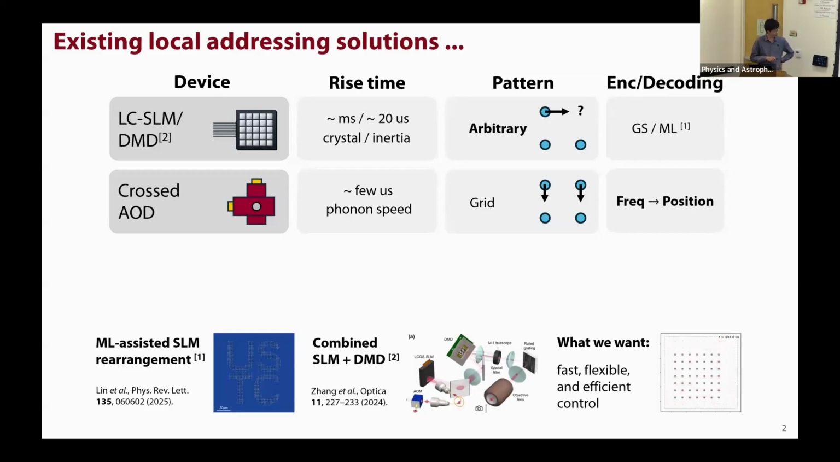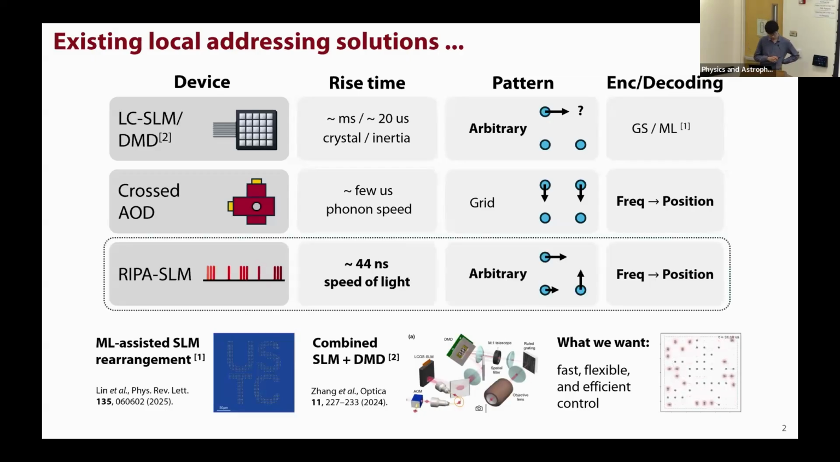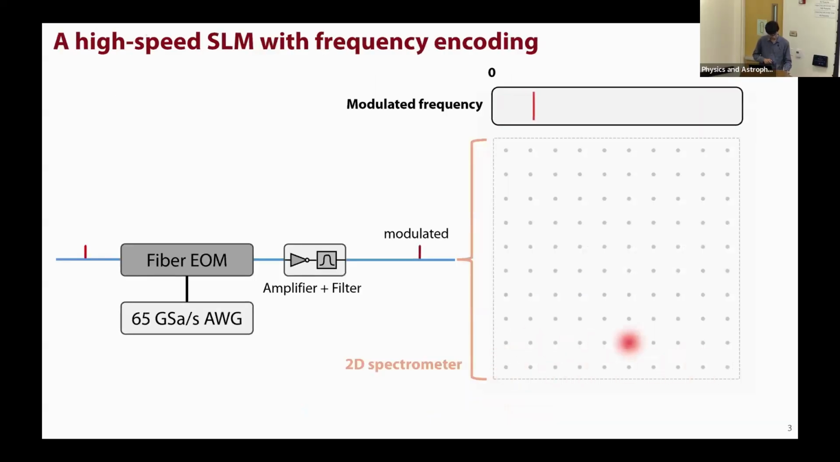So we here propose the RIPA-SLM as a new tool for fast local addressing. It has a super fast 44 nanosecond rise and fall time, which is intrinsically limited by the speed of light. And it can generate arbitrary patterns while also having efficient frequency to position mapping. In short, our scheme uses a high resolution 2D spectrometer to map these frequencies to the positions with a raster scan pattern across the image plane.